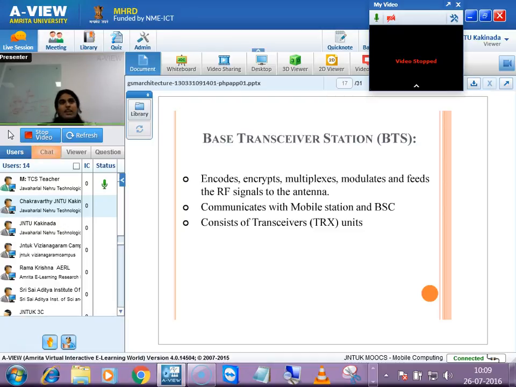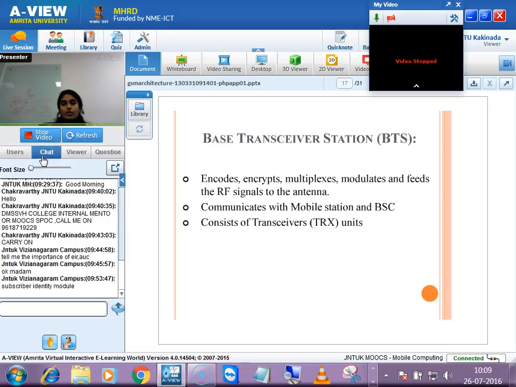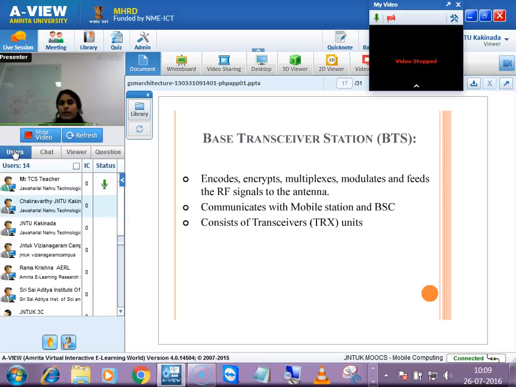So let me explain. In that we have a stack, the LTE stack, the E node B stack. Similarly, we'll have a stack for the base station transceiver also. In that we have different layers. Each layer has its own functionality. So in total, it will serve the following functionalities. It encrypts the data and it encodes the data. It multiplexes.